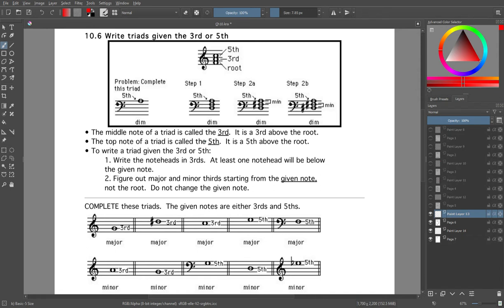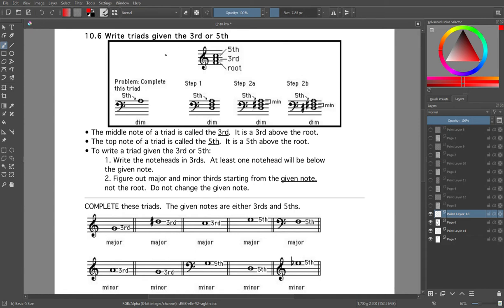To write a triad given the third or fifth, first you've got to write the note heads. At least one note head will be the given note, and then you'll have to figure out which ones the others are. Then you're going to figure out the major and minor thirds starting from the given note, not the root. So we're not going to change the given note, we're only going to change the other notes.